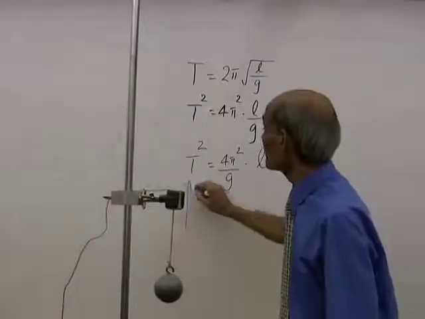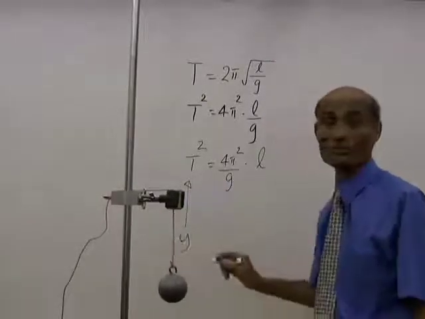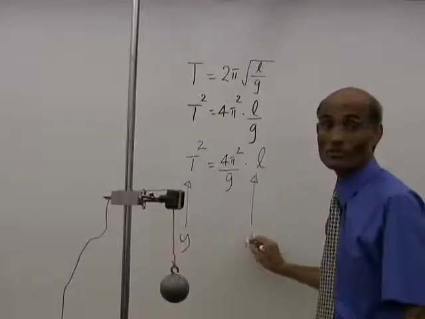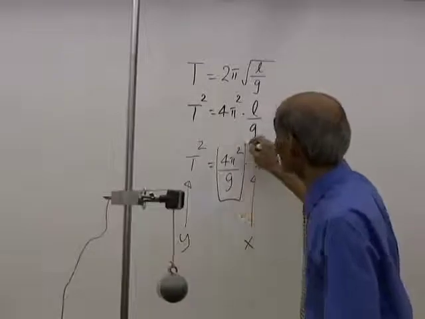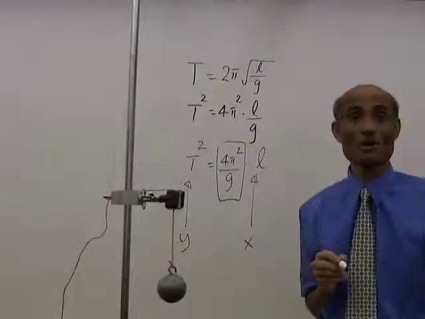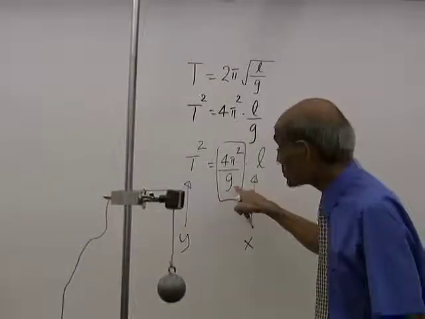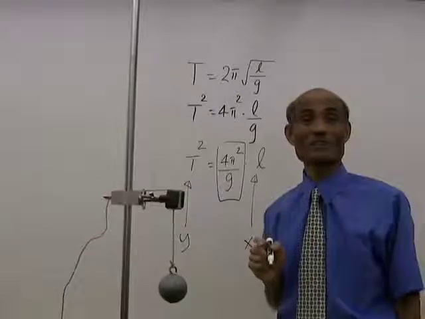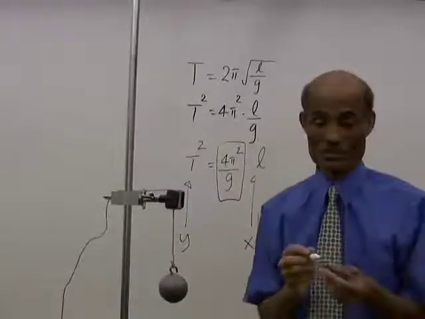So you draw a graph of T squared on the vertical axis and L on the horizontal axis, right? The slope of that graph will be 4 pi squared over G. So once you measure the slope, you can use that value to obtain a value for acceleration due to gravity. That is your first lab.